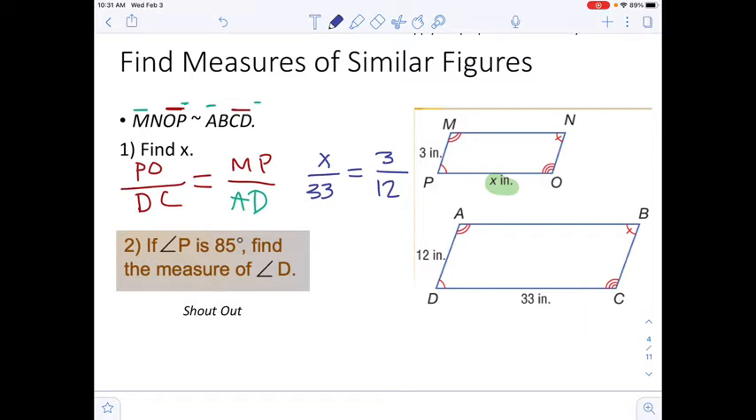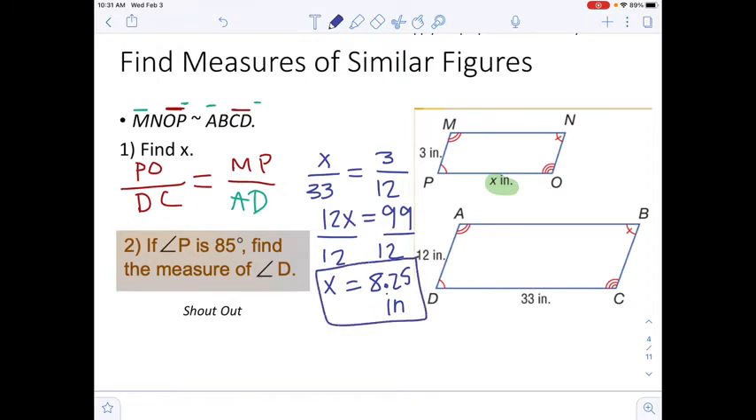Then to solve this, I'm just going to cross multiply. 12 times X is 12X. 3 times 33 is 99. Divide both sides by 12. And I'm left with X equals 99 divided by 12 is 8.25. And then everything's in inches, so I know it's going to be 8.25 inches.